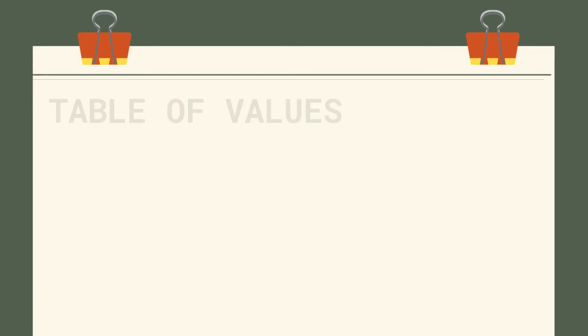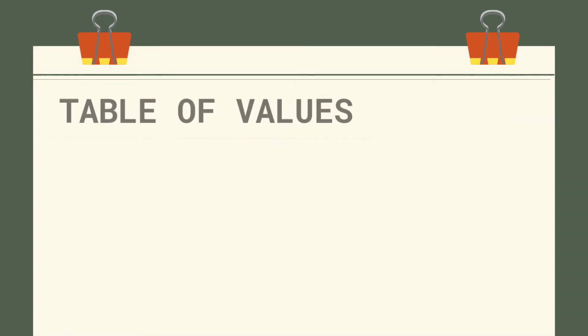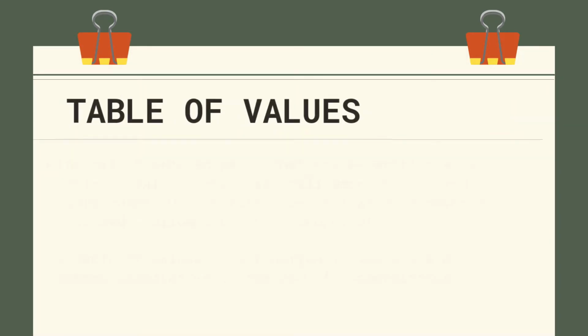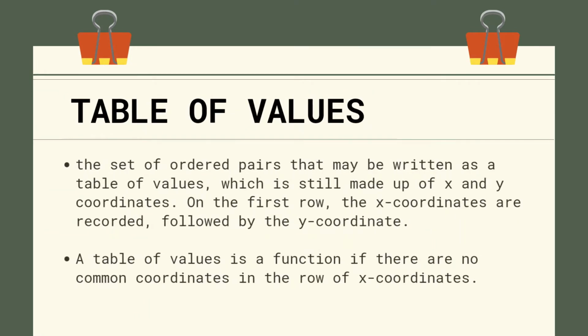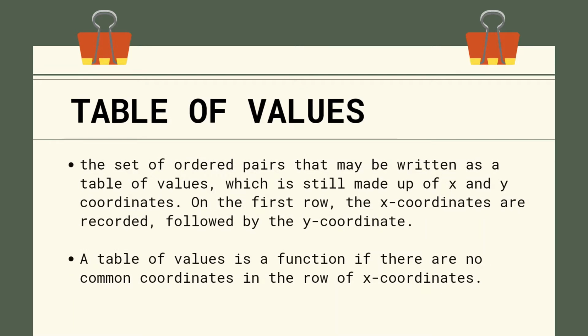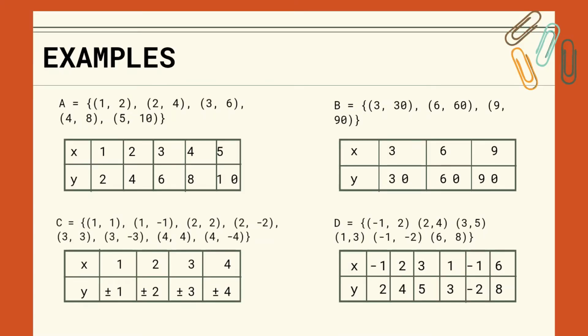To write a set of ordered pairs in the table of values, simply write all the x coordinates on the above row and write all the y coordinates on the row below. The number of columns depends on the number of ordered pairs given, plus 1 for the column of x and y. Here are some examples of expressing functions and relations by using table of values.